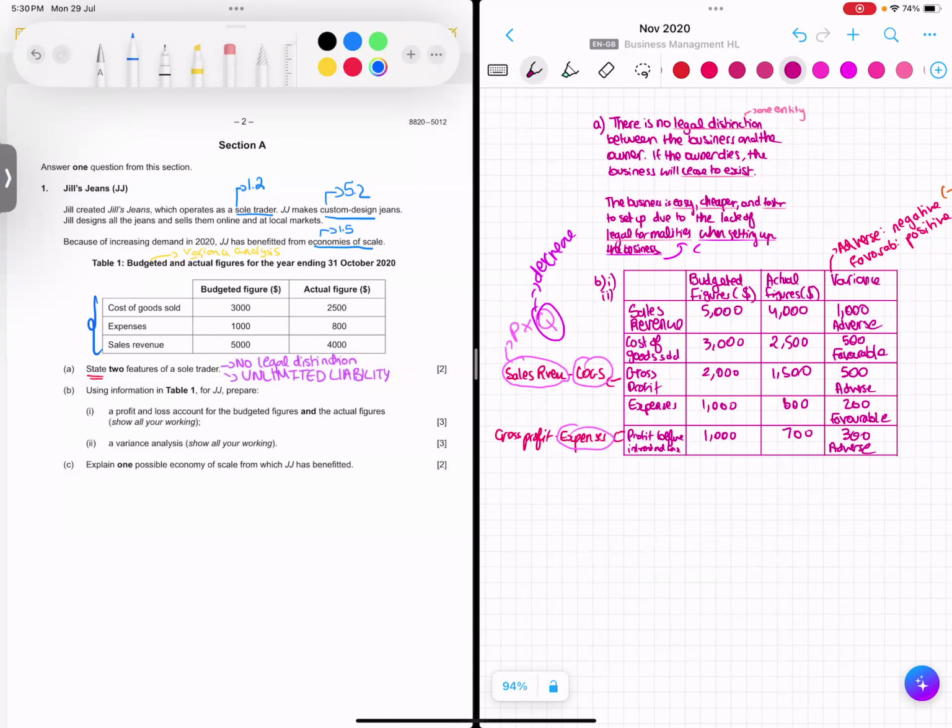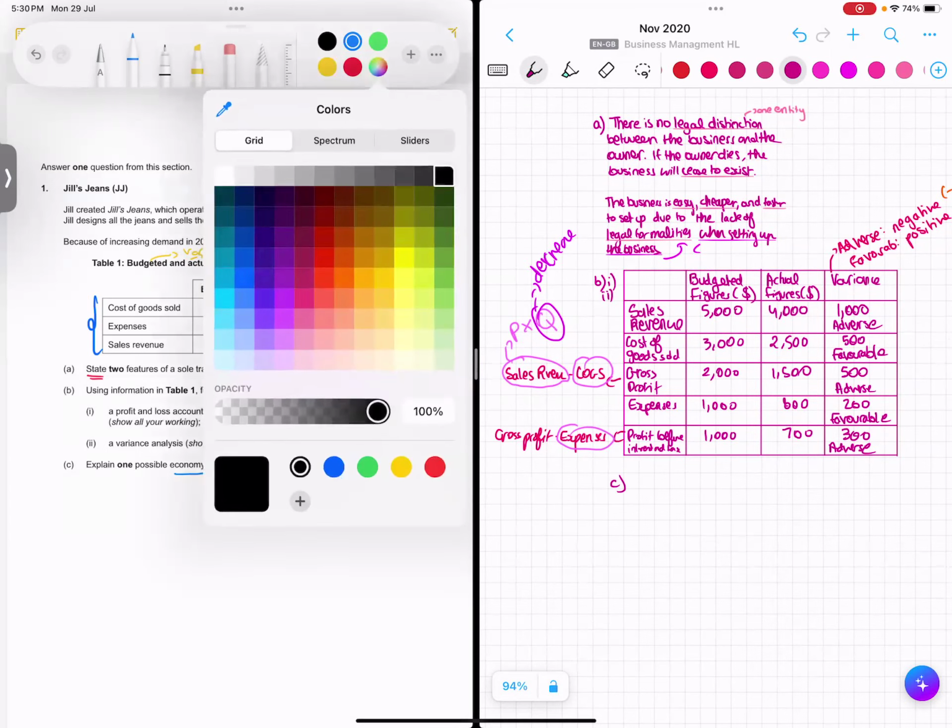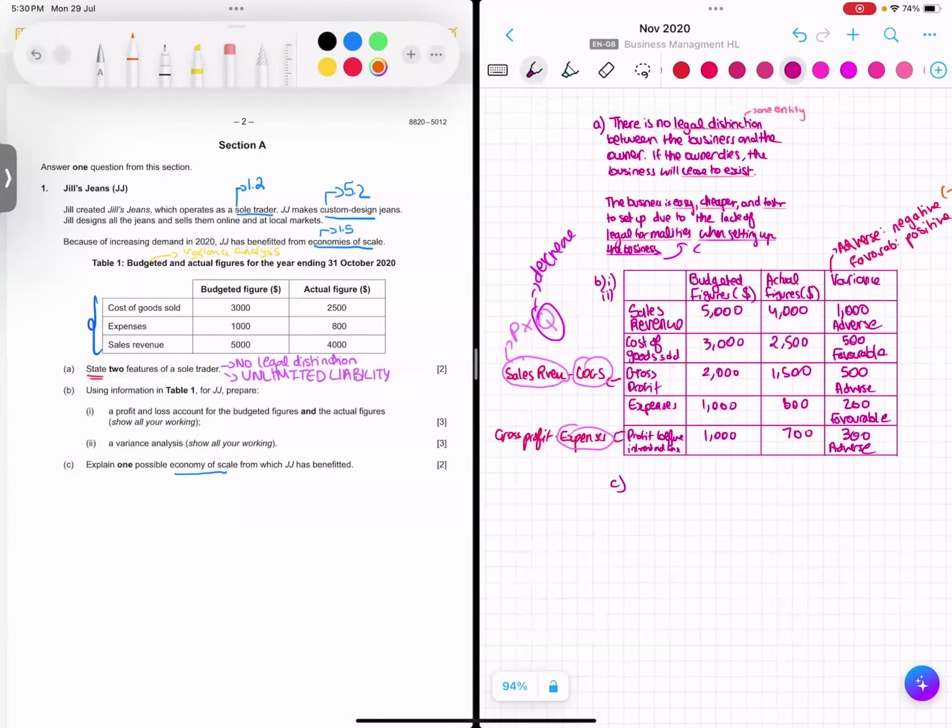So yeah, this is 1 and 2 basically. I just did them in one table. And now for question C. The question asks, explain one possible economy of scale from which JJ has benefited. So we have the keyword economies of scale, right? So I want to explain what economies of scale are. Economies of scale are basically the decrease in per unit production cost as output or activity increases.